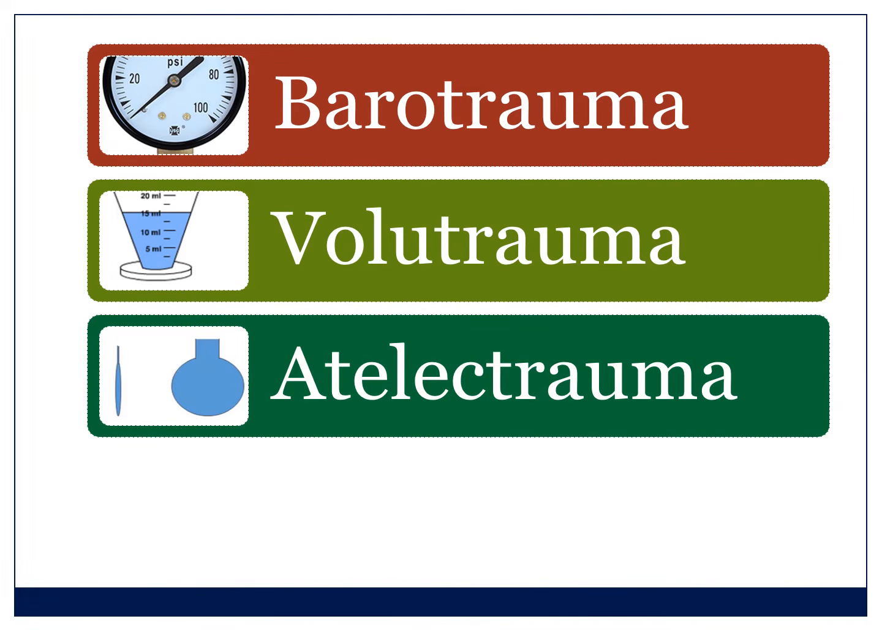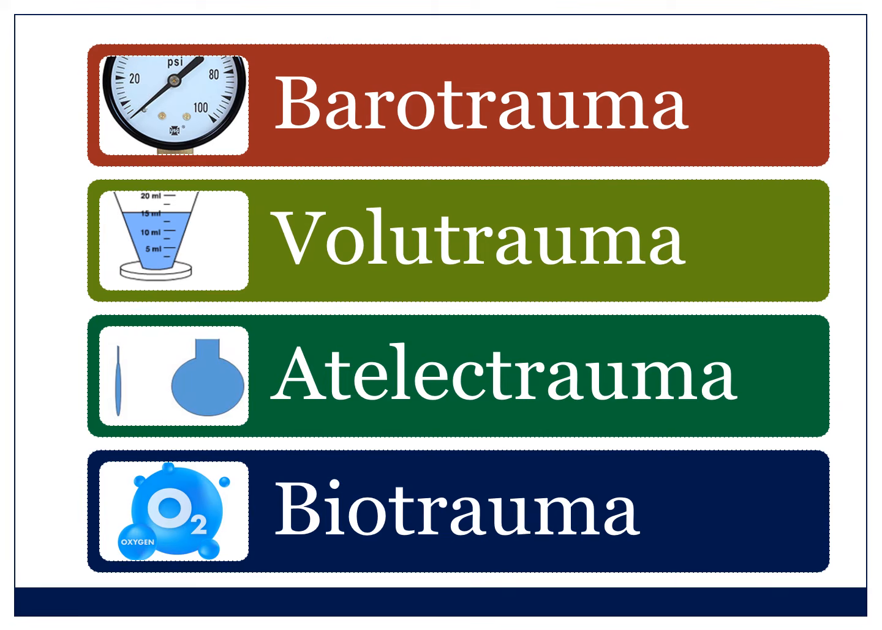Atelectrauma is definitely one people will forget, and that is basically when you collapse and inflate alveoli. The way that you prevent that is by putting enough PEEP in, positive end expiratory pressure, that holds those alveoli open, so there's no collapse and opening, collapse and opening. The shear forces of opening those collapsed alveoli sequentially causes lung injury, which we obviously want to avoid.